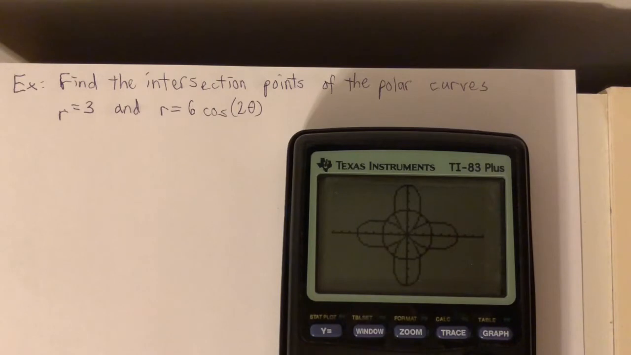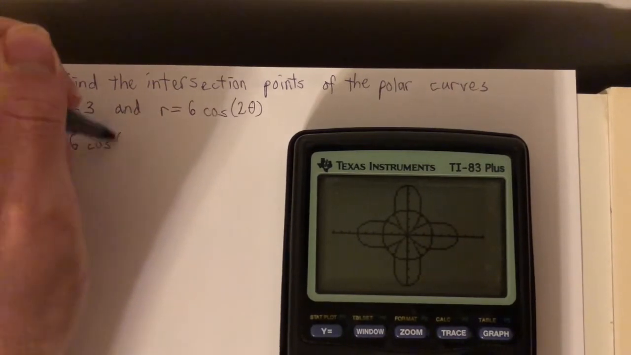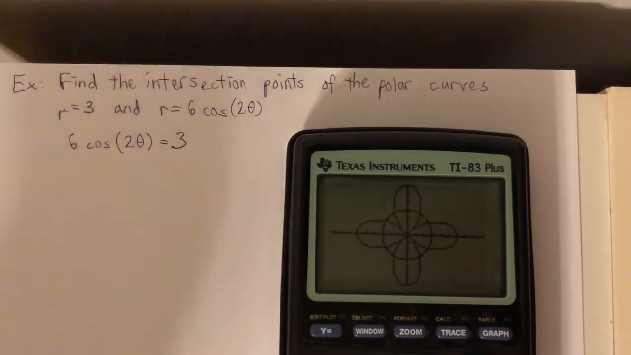So observe that there are 8 intersection points on the graph. They don't appear to intersect at the pole, right? Circle of radius 3 doesn't hit the pole, right? So the 2 curves won't intersect at the pole, but they will intersect 8 other times. So let's try what we've done in the last couple of problems and set 2 expressions equal to each other. So 6 cosine of 2 theta equals 3.